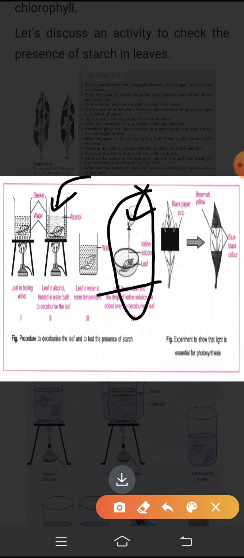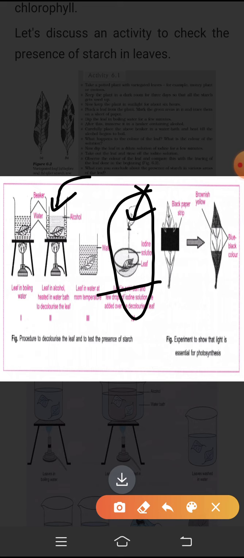So what exactly can we observe? The leaf changes its color. After some time or immediately, the leaf changes its color to purple black or bluish black. So this indicates the presence of starch.